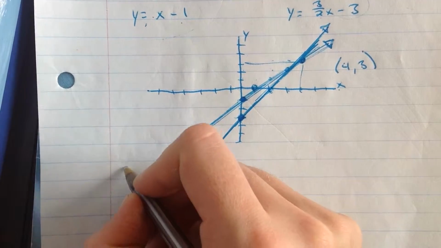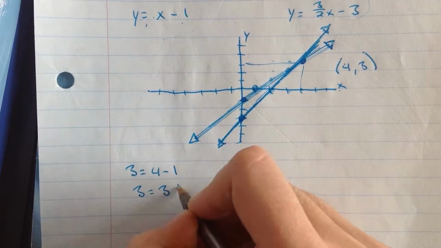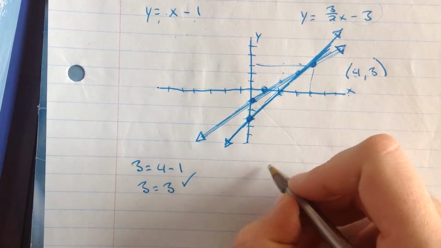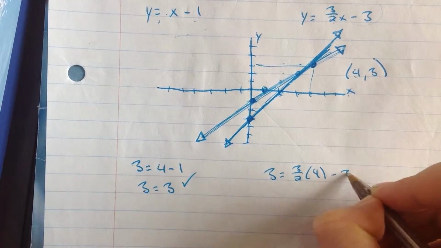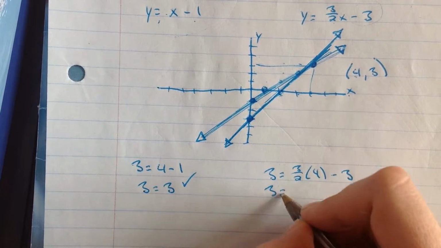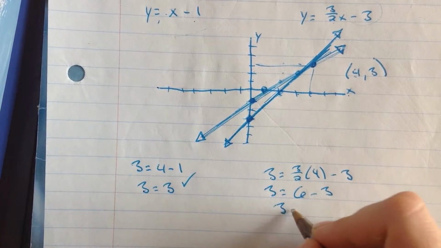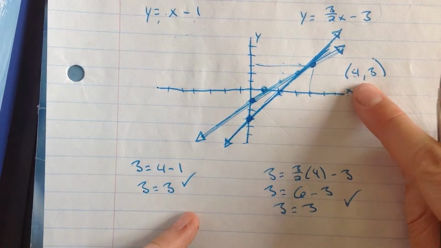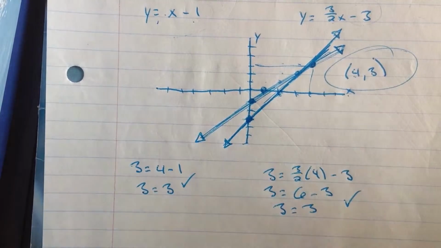So plugging in here, we get 3 equals 4 minus 1. 3 does indeed equal 3. Plugging it in here, we get 3 equals 3/2 times 4 minus 3. So this becomes 12 divided by 2, or 6, and 6 minus 3 is 3. 3 equals 3 again. So these both come out to be a true statement if this is plugged in, meaning this is the point or the solution where they intersect.